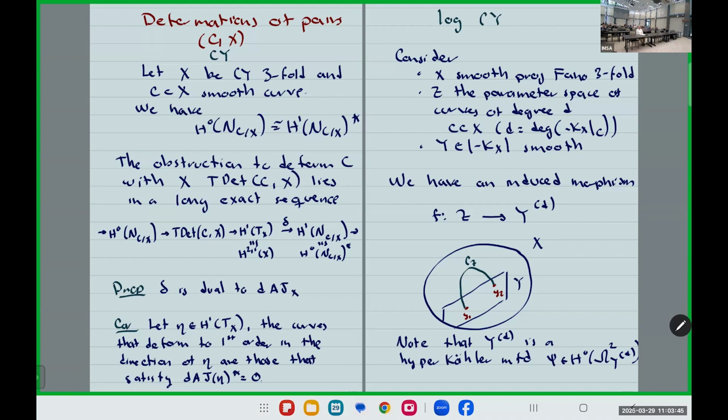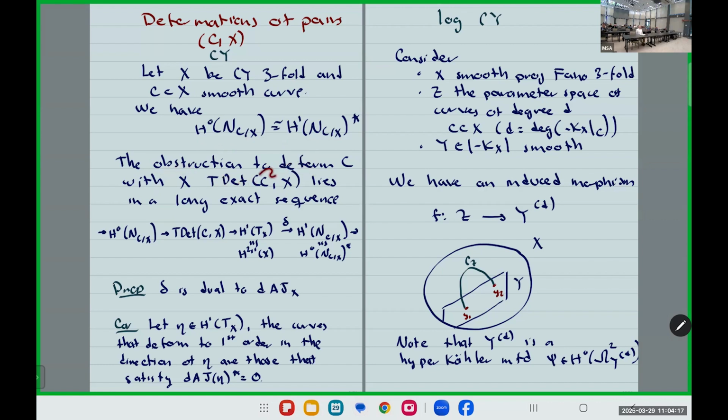So now, let me introduce more notation. Once again, we're in the absolute case. X is going to be a Calabi-Yau threefold. We will consider a smooth curve. Because the canonical bundle is trivial, we will have this equality: H0 of the normal bundle of the curve is going to be isomorphic to H1 of the normal bundle.